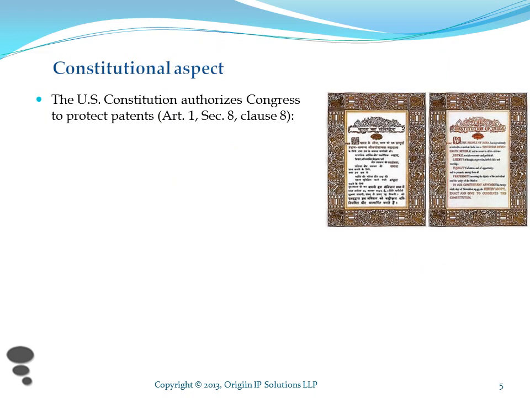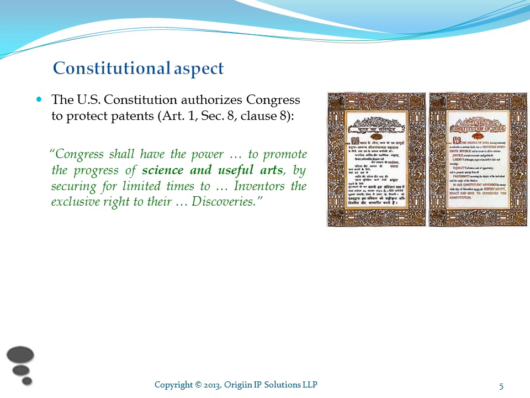The US Constitution has a specific reference to IP, and the US Constitution authorizes Congress to protect patents under Article 1, Section 8, Clause 8, which reads: Congress shall have the power to promote the progress of science and useful arts by securing for limited times to inventors the exclusive right to their discoveries.